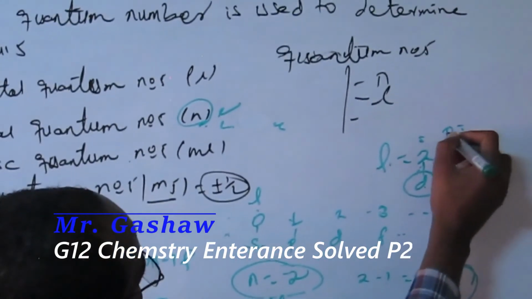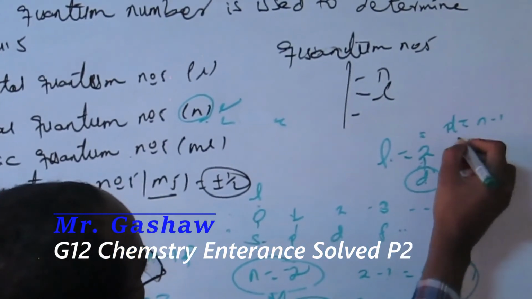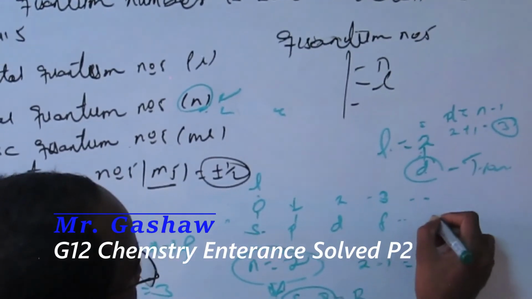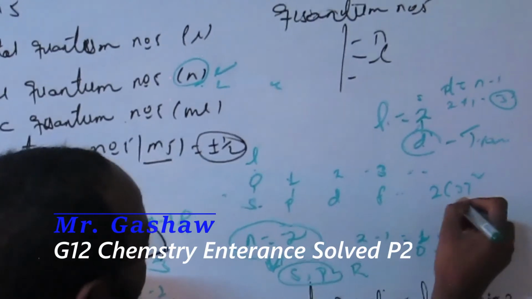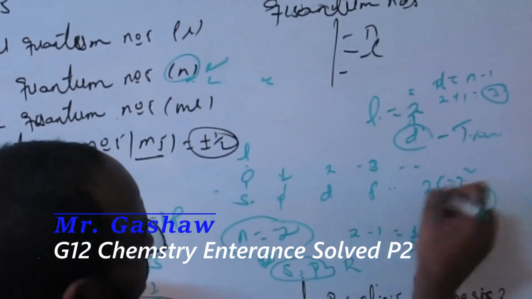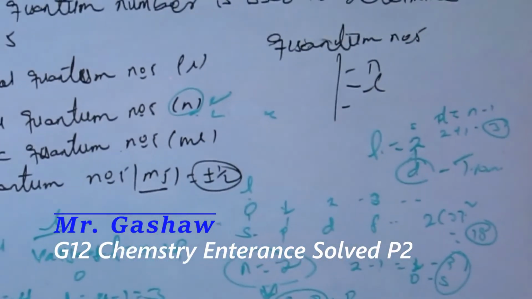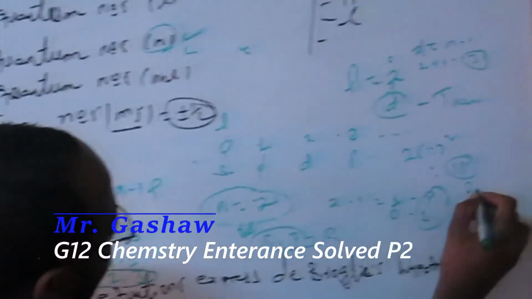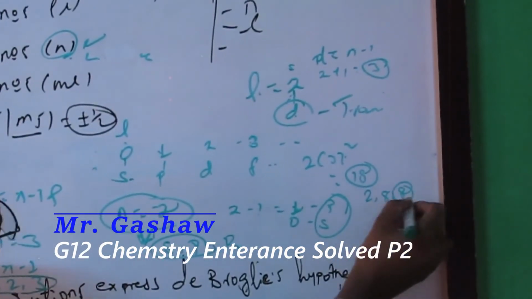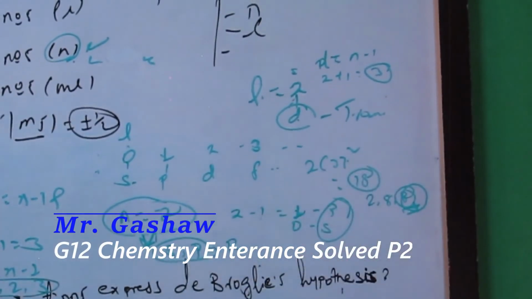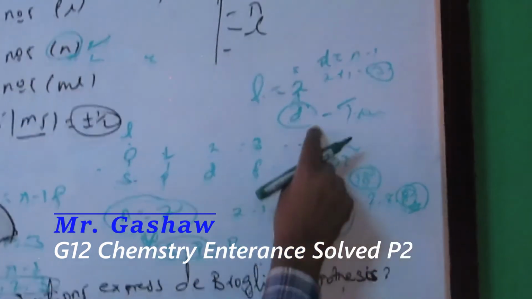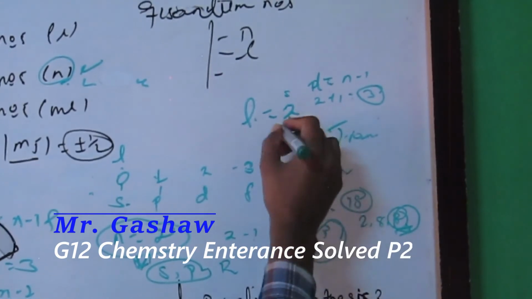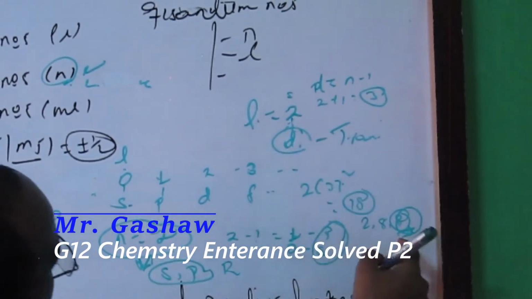l is equals to n minus 1, so 2 plus 1 is equals to 3 came. n is equals to 3. 2 times 3 square, 9, 18 electrons come. To write the valence electrons, what do you do? You should write the electron configuration. If 18 comes, 2, 8, 8, so the valence electron becomes what? 8.